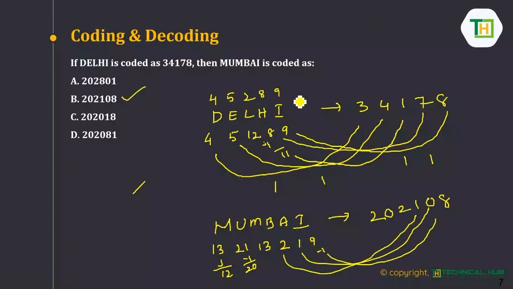Same here with Mumbai. M is 13, the unit digit is taken as 3. U is 21, the unit digit is taken as 1. So M is 13, again the unit digit is taken as 3.